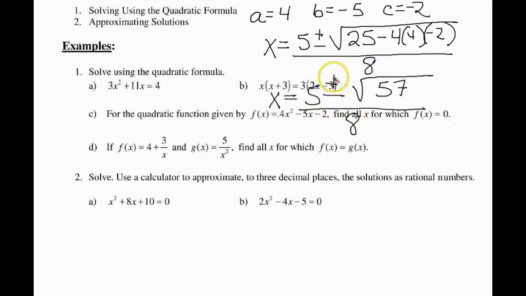Okay, so we put it in our quadratic formula. A negative times a negative makes this a positive 32. 32 and 25 give me a 57. And there are no perfect square factors in there. So this is basically our answer. That one was a little bit easy. All right, let's go on to letter D.